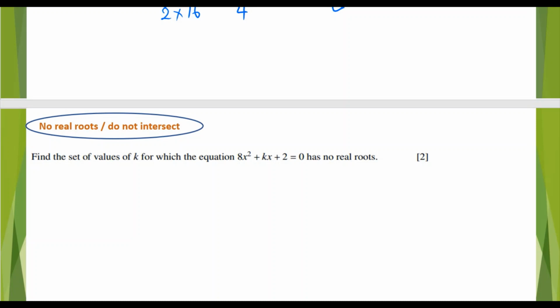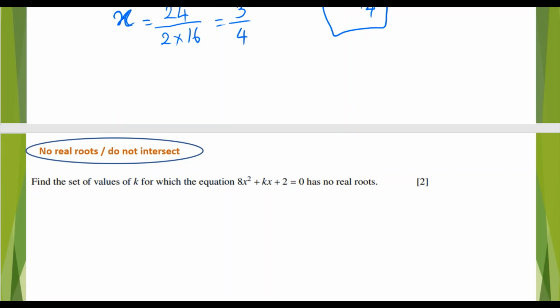The next question is, it's mentioned no real root or do not intersect. So this is the case b squared minus 4ac is less than 0. Okay. So in this question, find the set of values of k for which the equation 8x squared plus kx plus 2 equal to 0 has no real roots. So it's mentioned there are no real roots. So in this case, b squared minus 4ac is less than 0.